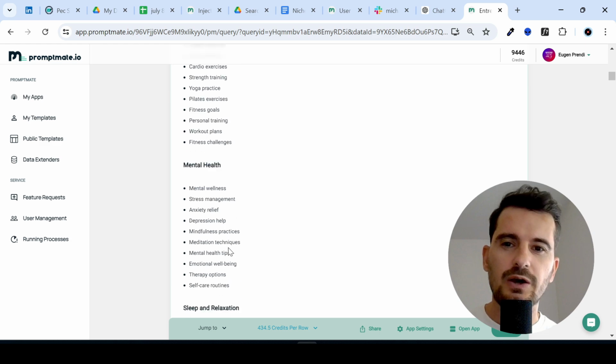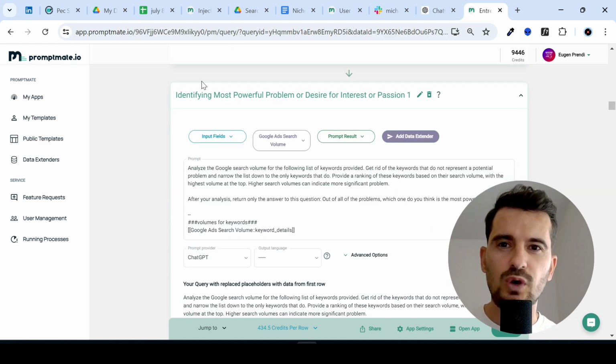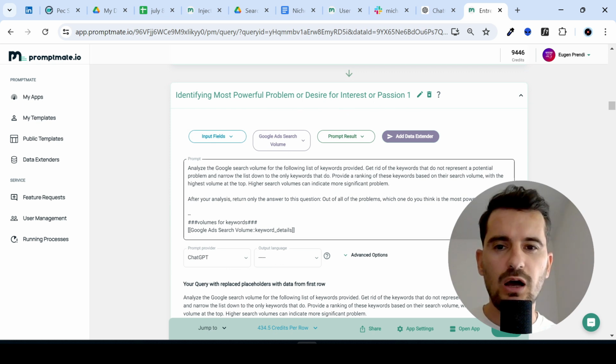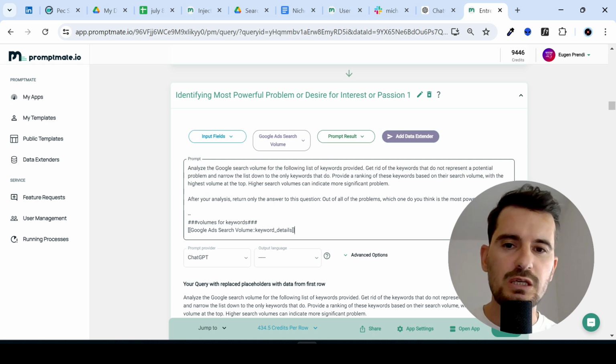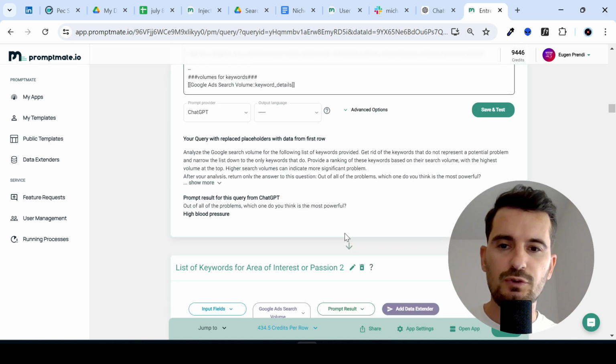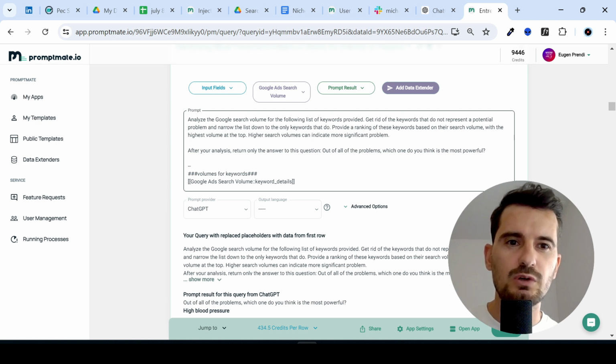And what this does is just give you a whole bunch of keywords that at this point are not very helpful, right? But then we use this to identify the most powerful problem or desire for interest or passion 1. And we do this by using the Google Ads search volume. So now all these keywords will get a number based on the number of people that search this per month on Google, right? So for example, the prompt here says analyze the Google search volume for the following list of keywords provided. Get rid of the keywords that do not represent a potential problem and narrow the list down to only the keywords that do.